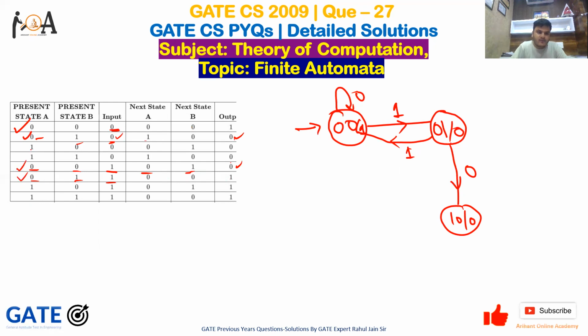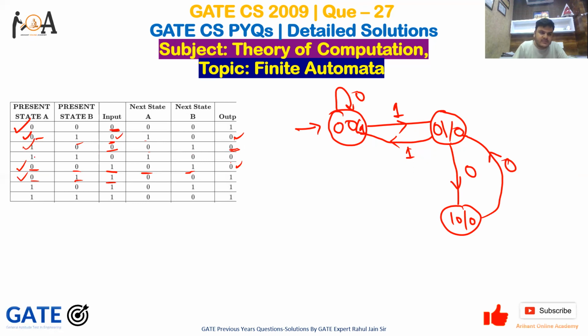Okay, now 1 0 on input 0, that is this part. Where are we going? We are going to 0 1, and the output associated is 0. So for 1 0, you can write it like that: 1 0 on input 0 we are going to 0 1, and the output associated is 0. Okay, so this is also done.